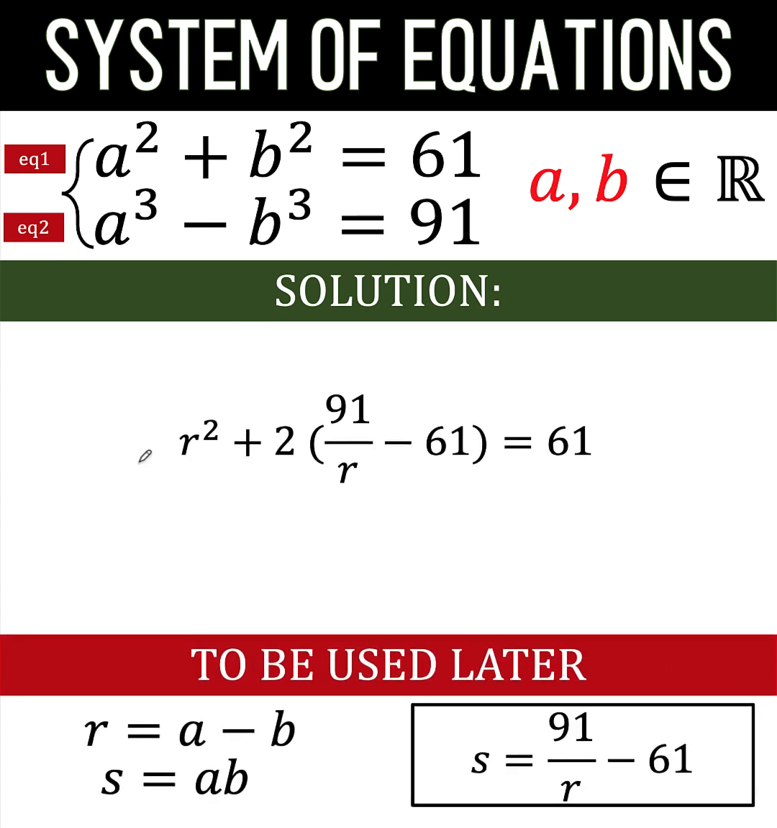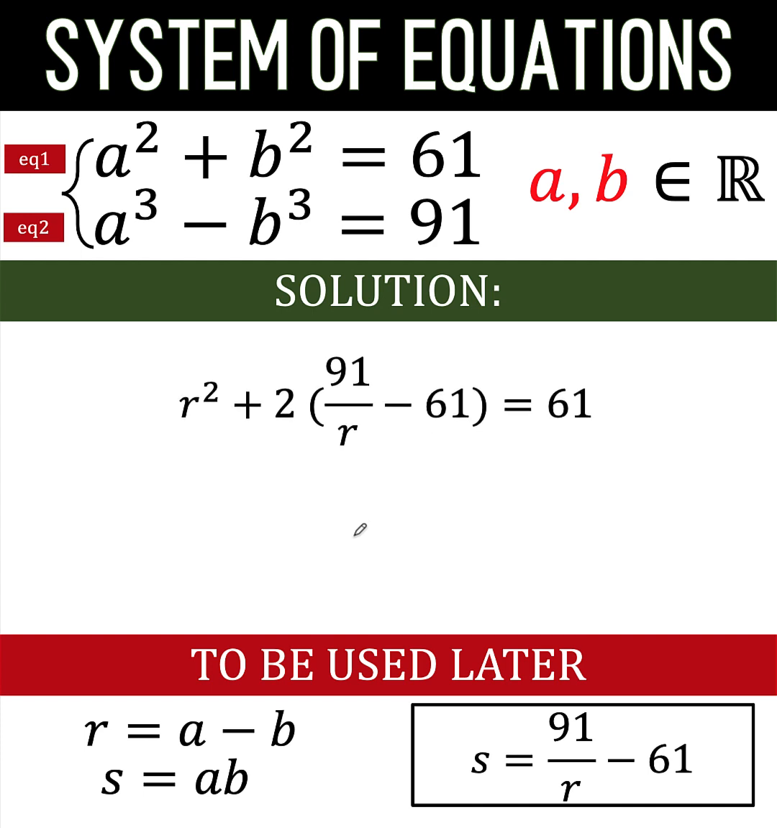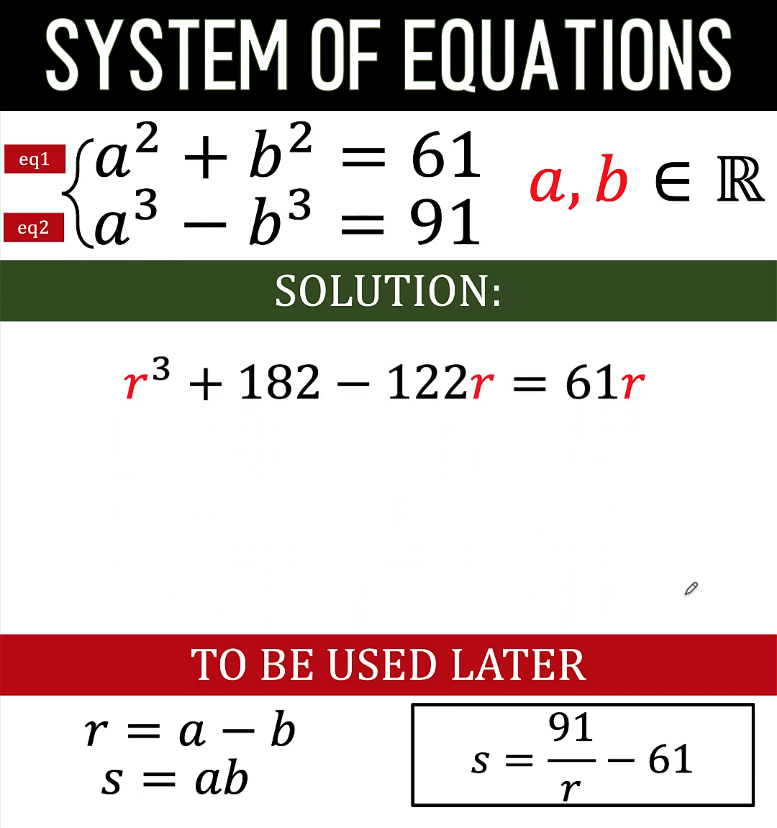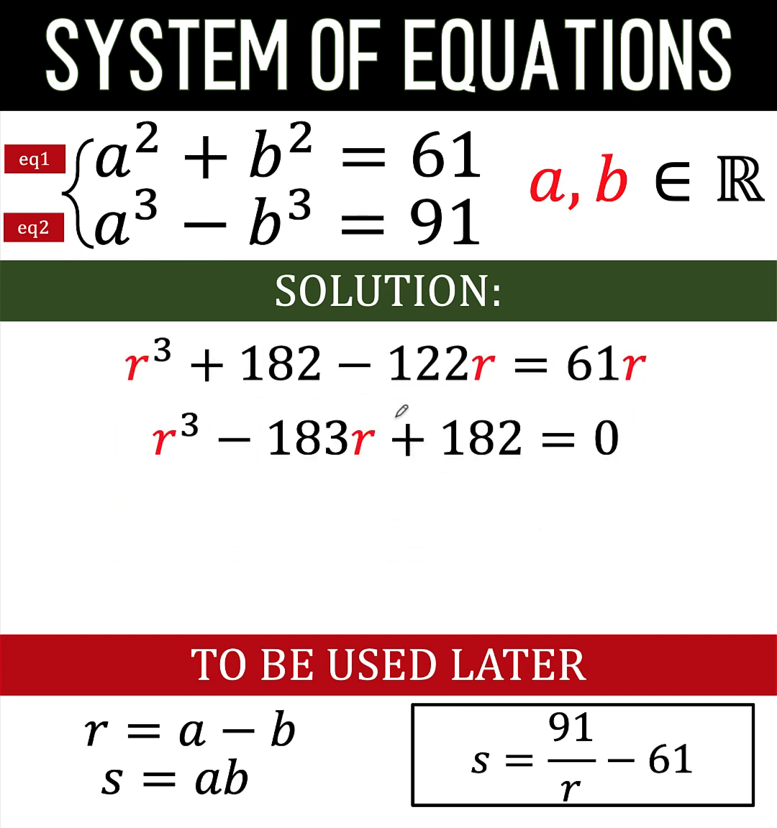And let's simplify this equation. Multiply each of the terms by r to eliminate the denominator r, and we simplify. R times r squared equals r cubed. This r and this r will cancel out, so 2 times 91 is 182. Then 2r times negative 61 is negative 122r. Copy the right side. Then we collect like terms. We subtract 61r from both sides, so negative 122r minus 61r is negative 183r, and we just copy all the rest. We need to factor out the left side of this equation.